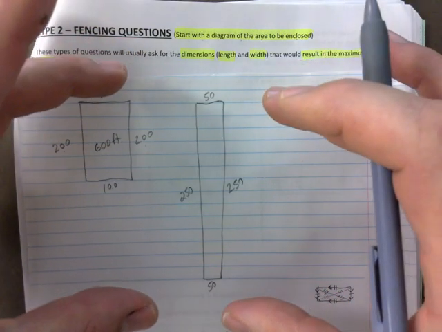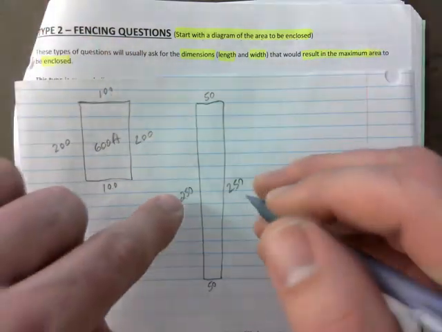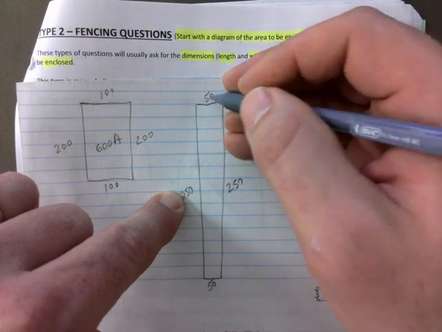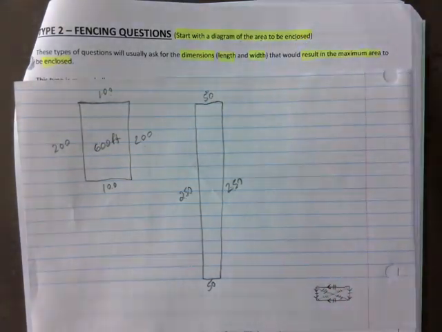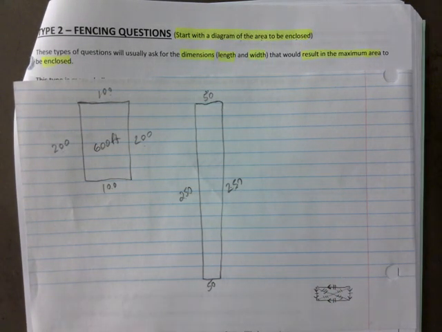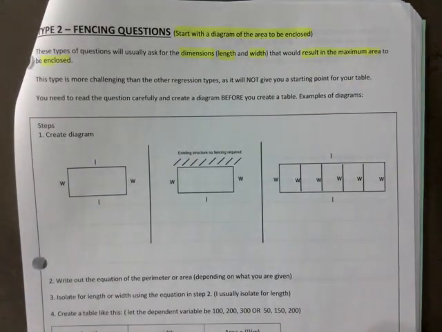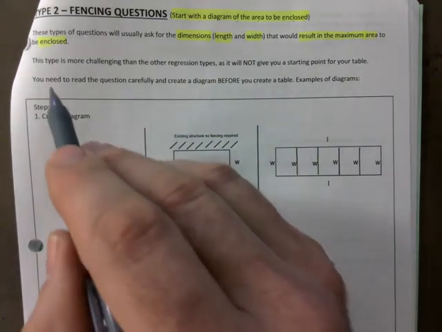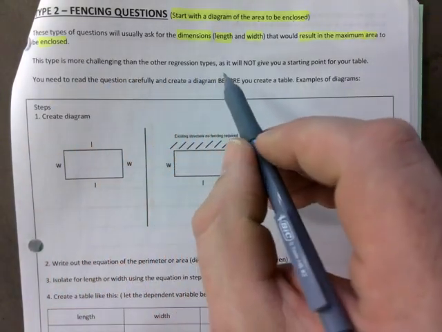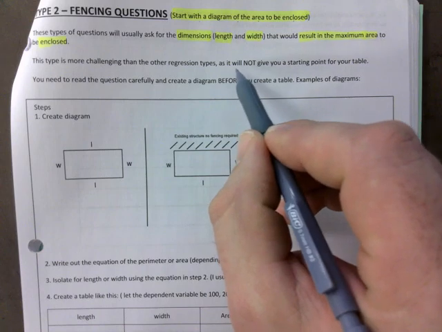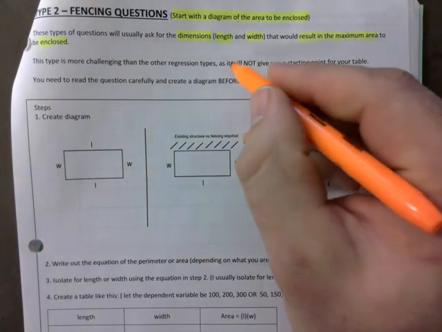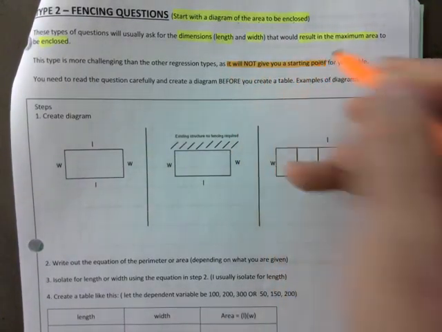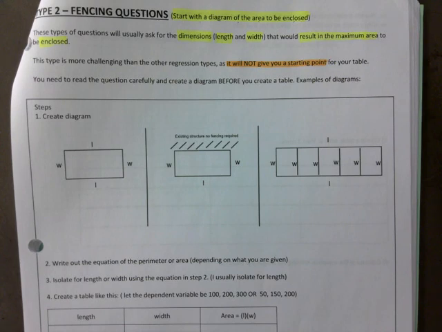And the reality is that there is one size for all 4 dimensions, length and width, that will maximize the area, that will get you the most you can possibly fence in. That's the reality, okay? So that's what we're going to explore. What dimensions will give me the biggest area that I can fence in? This type is more challenging than the other regression types, as it will not give you a starting point. This is the key here. That's why this is challenging.